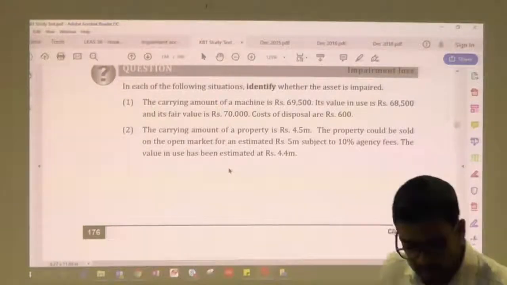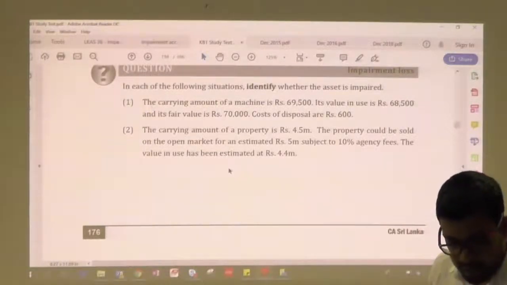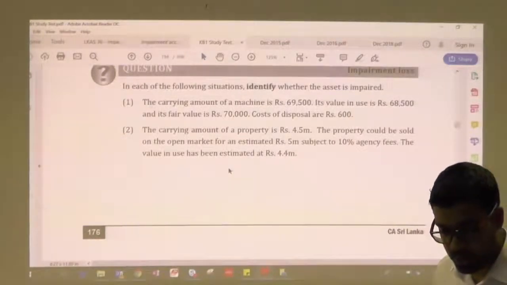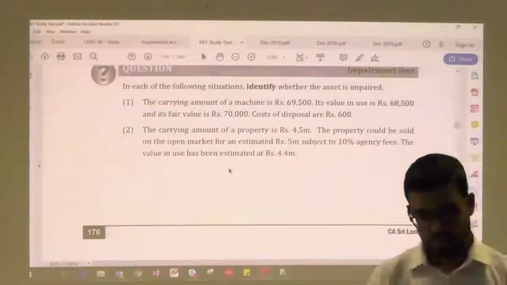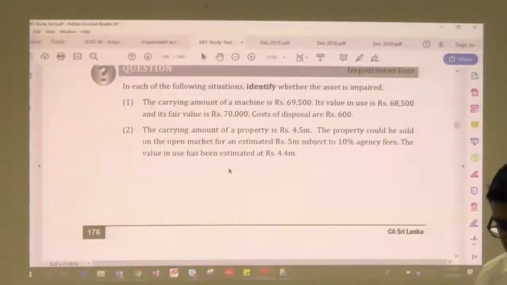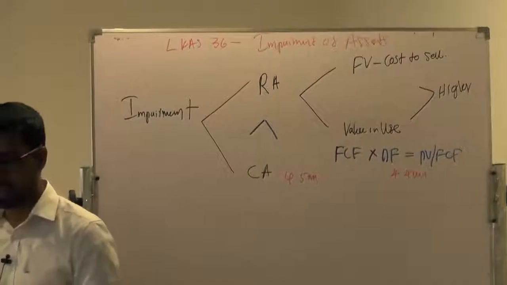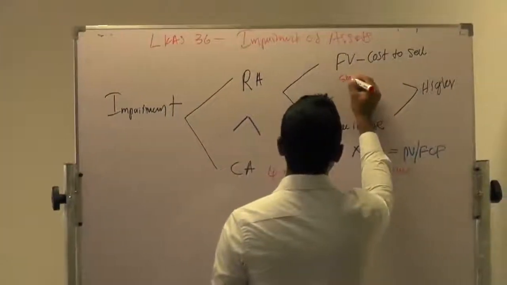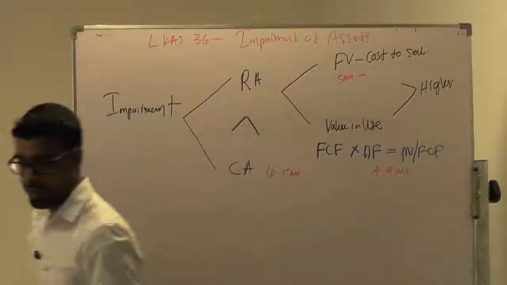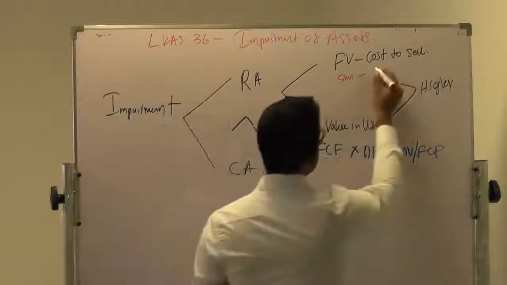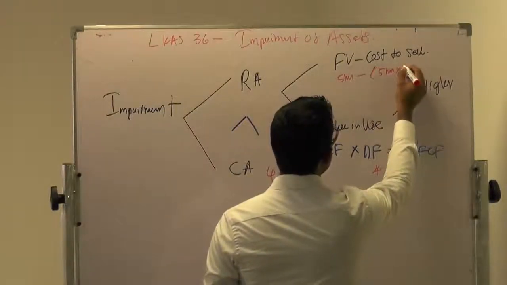Quickly we can do this. The property would be sold on the open market for an estimated 5 million, subject to a 10% agency fee. So when you sell this asset in the market, you can sell it at 5 million, subject to a 10% agency fee. The value in use has been estimated at 4.4 million. Now if you sell this in the open market for the estimated value of 5 million subject to a 10% agency fee, 5 million is the fair value and you have to incur 10% agency fee out of this, 5 million into 10%.